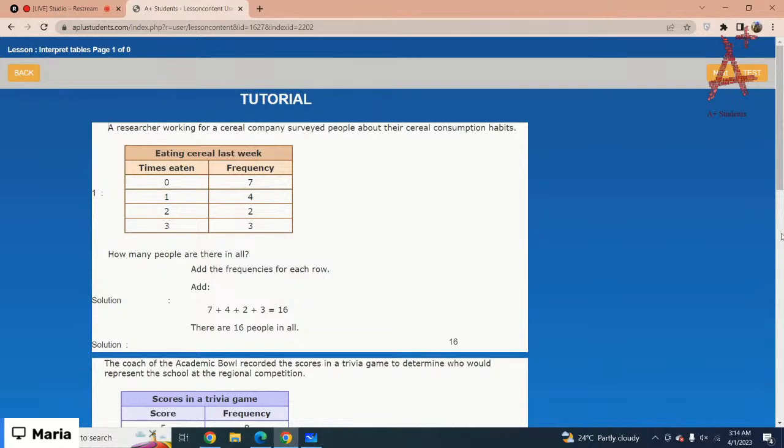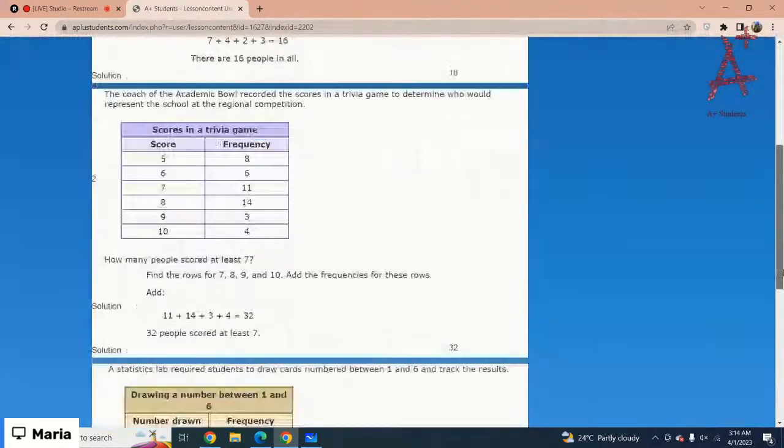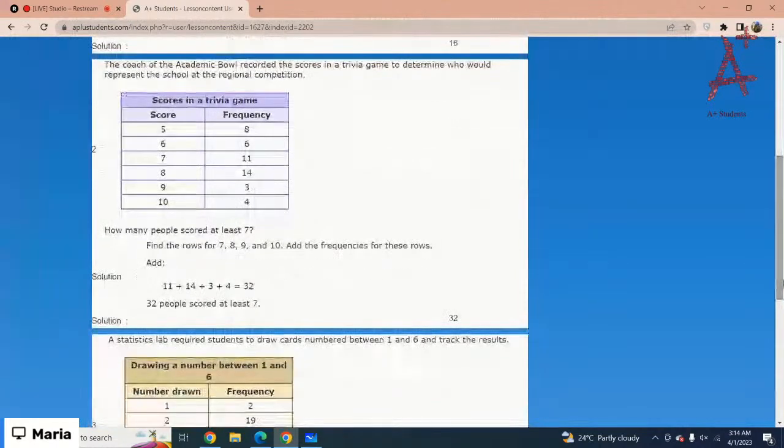Okay, the next one is, the coach of the academic bowl recorded their scores in a trivia game to determine who would represent the school at the regional competition. So here are the scores in a trivia game. The scores are 5, 6, 7, 8, 9, 10, and the frequencies are 8, 6, 11, 14, 3, and 4. How many people scored at least 7? Got it?